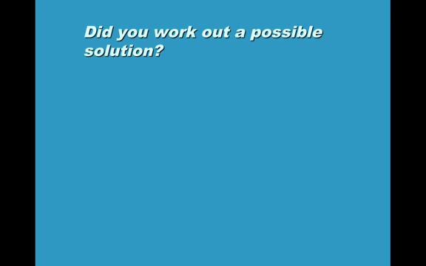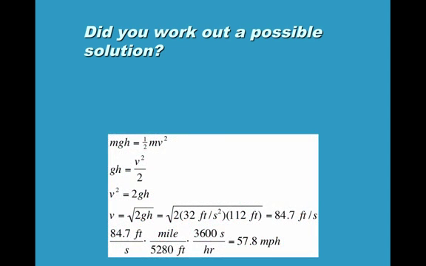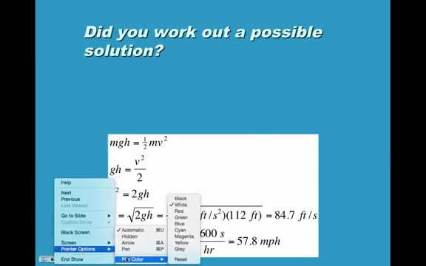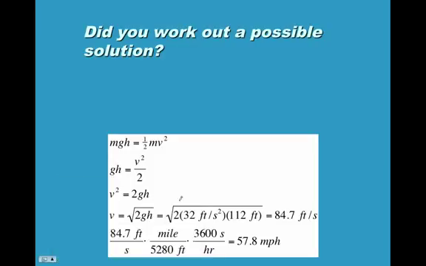Okay, did you work out a possible solution? So let's see what this might look like. A little more involved here. Okay, so let's get my pen. Okay, here is our energy equation. mgh, which is potential energy, ideally converts to kinetic energy, which is 1/2 mv squared. We want to know what that maximum theoretical velocity is. So we're going to want to solve this equation for v.